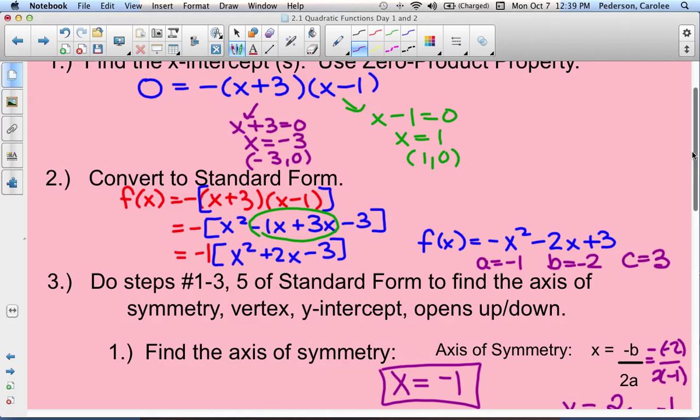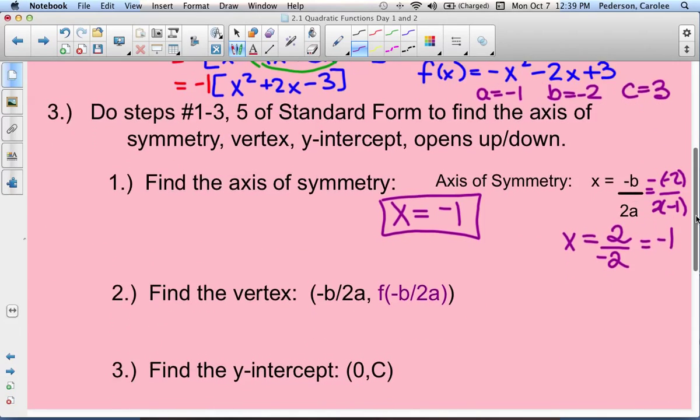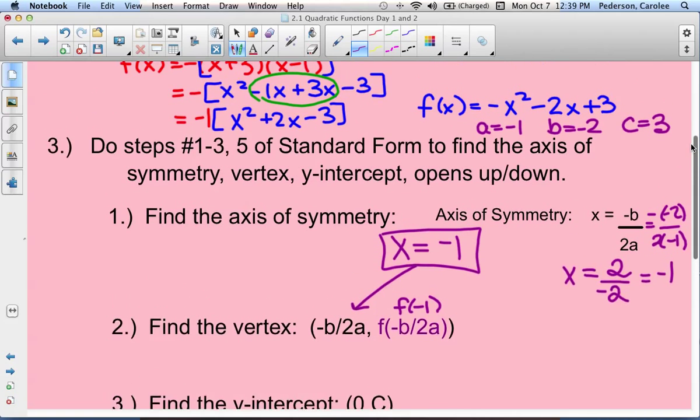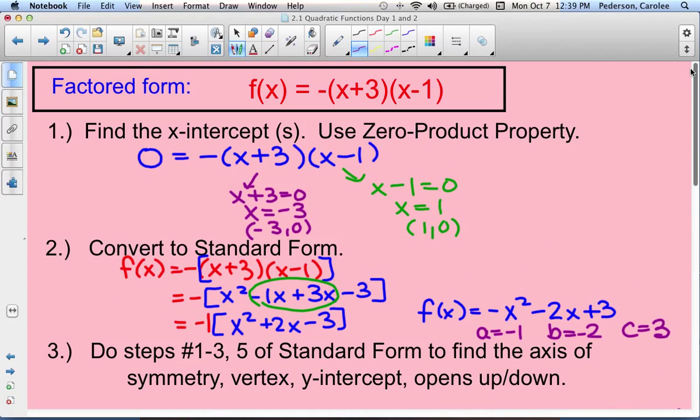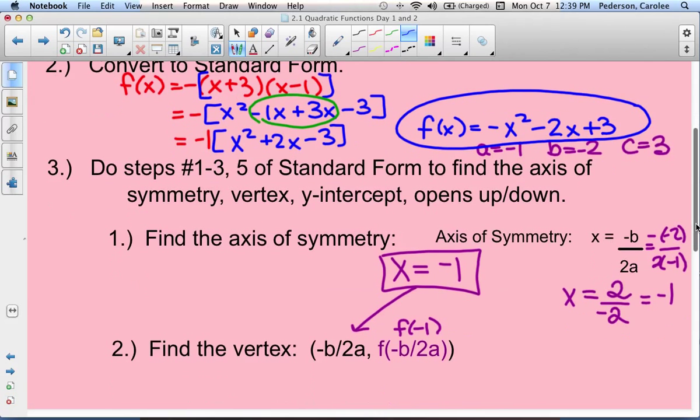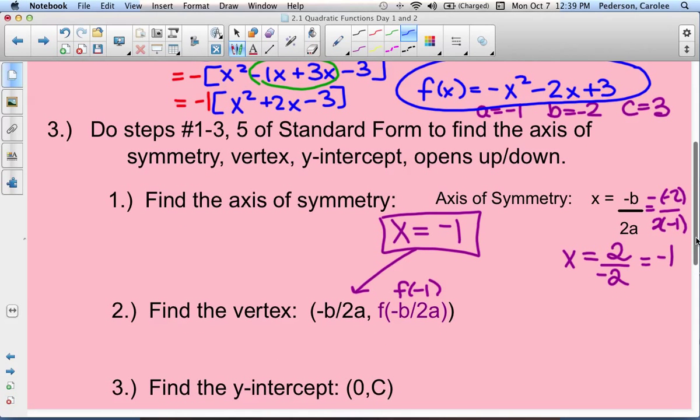Step 2. This is my x value of my vertex. I need to evaluate the function for negative 1. I need to find out what is f of negative 1. So remember, this is my function. I can either use my original function in the red up here, or my blue function down here. It doesn't matter which one. I'm going to just use the blue one.